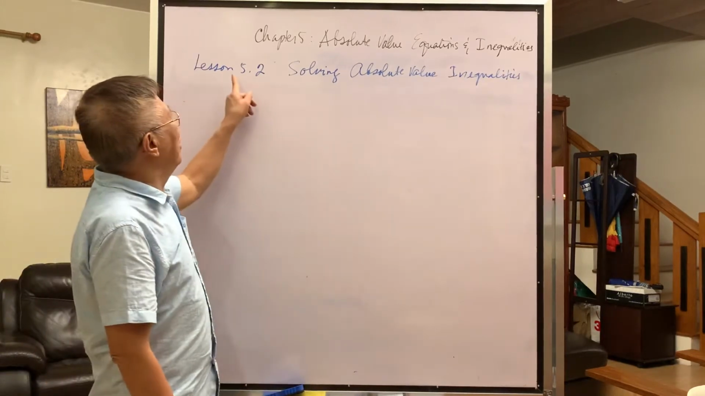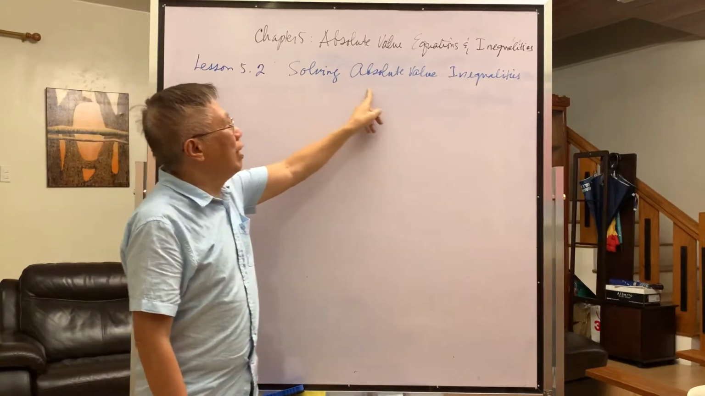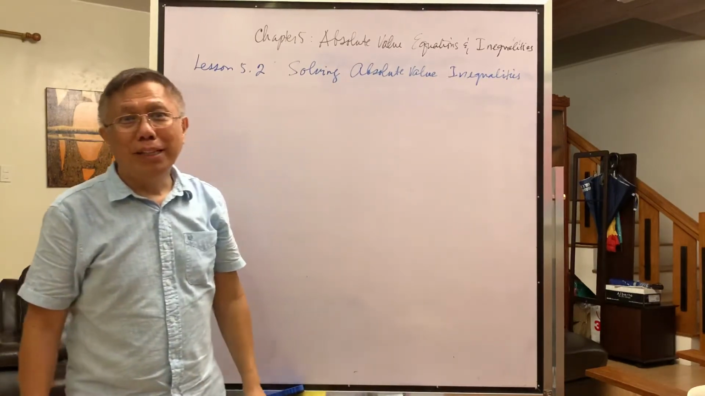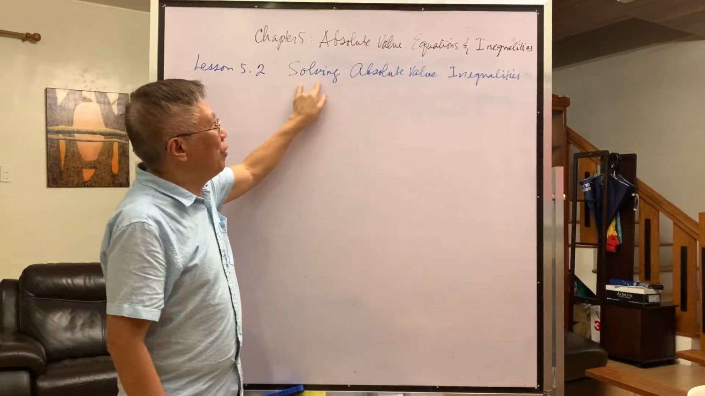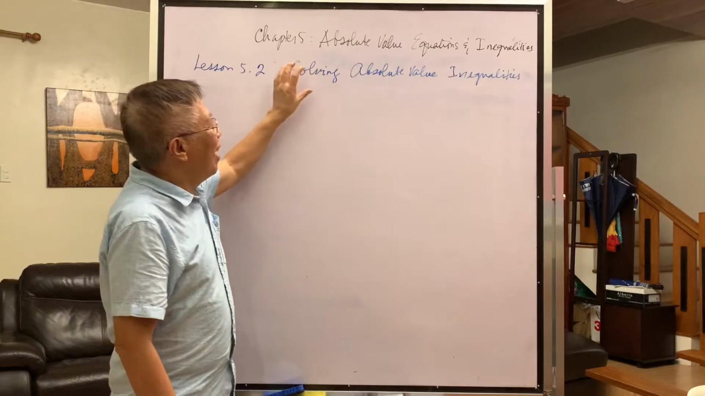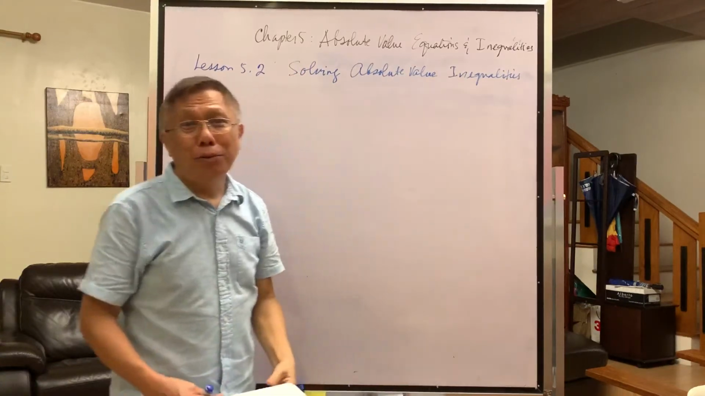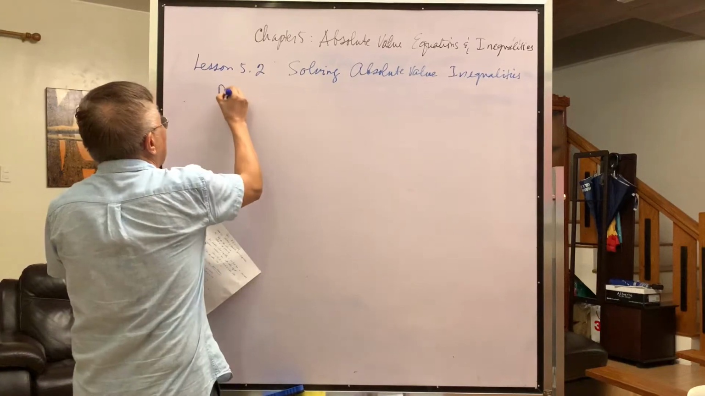We are now on lesson 5.2, solving absolute value inequalities. Our objective again is to define what an absolute value inequality is and how we solve absolute value inequalities. So let's start with the definition.